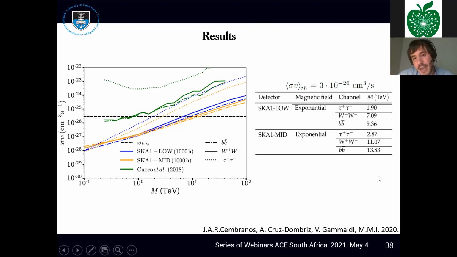For dark matter annihilating into b b-bar it is 9.36. In this table we see that we will get better constraints with SKA1 Mid in South Africa. The maximum mass able to exclude for SKA1 Mid is 2.87 for tau plus tau minus, for W plus W minus it is 11, and for the channel b b-bar it is about 14 TeV.